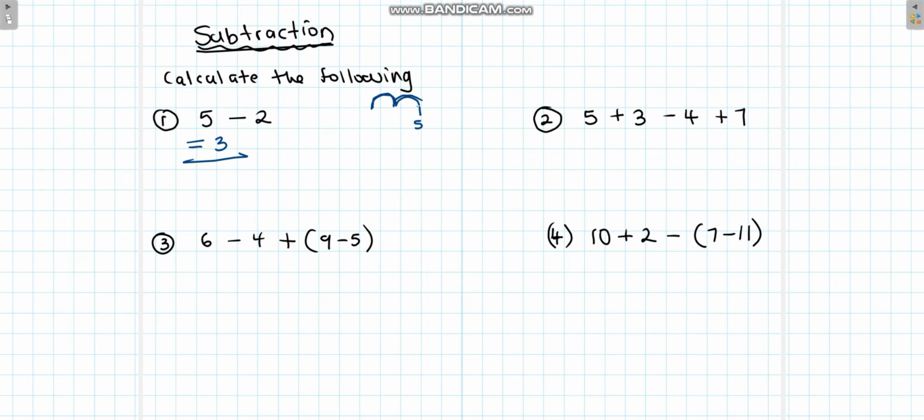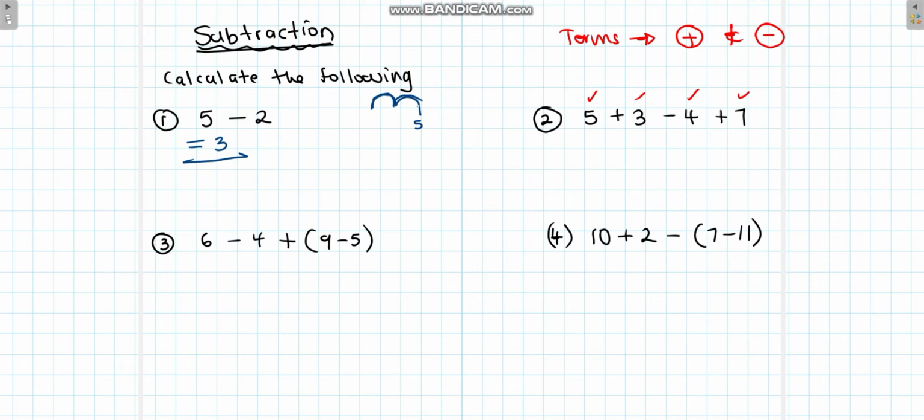Now let's check again. Number 2 says 5 plus 3 minus 4 plus 7. Okay, so now we'll check. So it's important again. Let's say maybe we are having 1, 2, 3, 4 terms. Our terms are separated by a plus and minus. These are the only signs that separate terms.